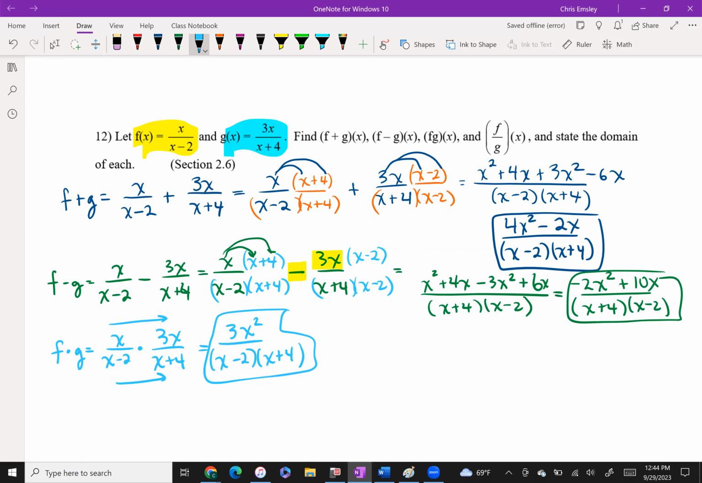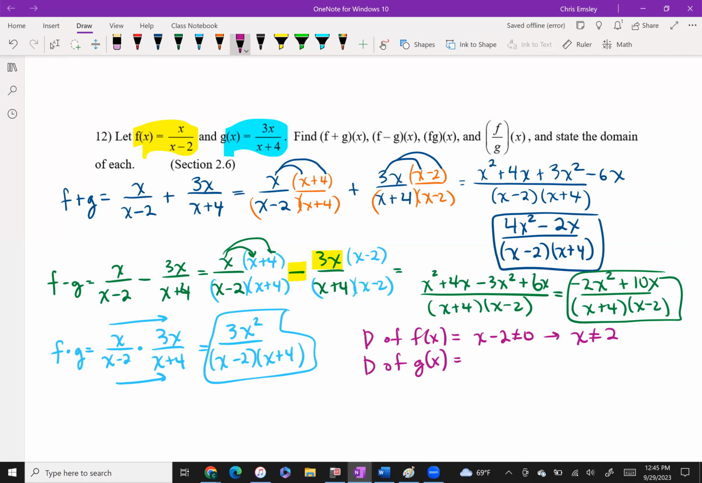Now, I didn't talk about domain yet because I wanted to wait, because the domain of the sum, the difference, and the product are all the same, okay? The domain is based on the domain of the original two functions. So we need to look at the domain of f of x. F of x is a rational function. That means we can't let the bottom be 0 because division by 0 is undefined. So we need to make sure that x minus 2 is not 0, or what that means is that x cannot be 2.